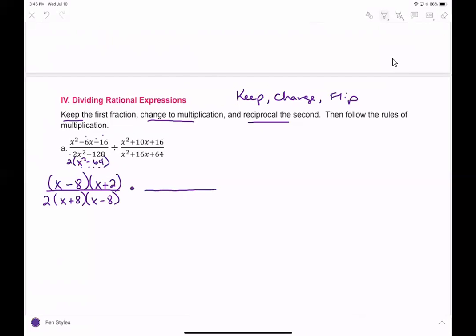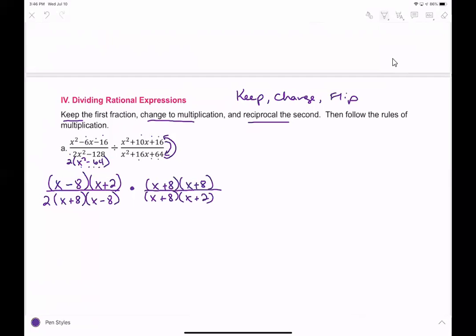Then I'm going to move the numerator down, and I'm going to factor it. What will multiply to 16 and add to 10? x plus 8, x plus 2. And then now I'm going to take the denominator and move it up. What will multiply to 64 and add to 16? That's going to be x plus 8 and x plus 8.